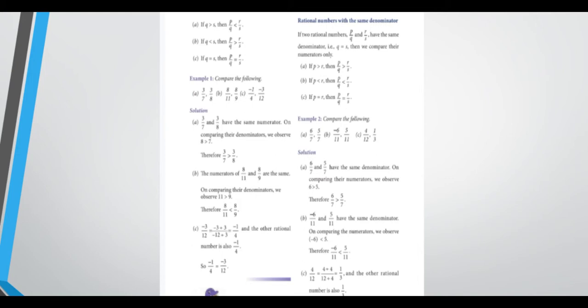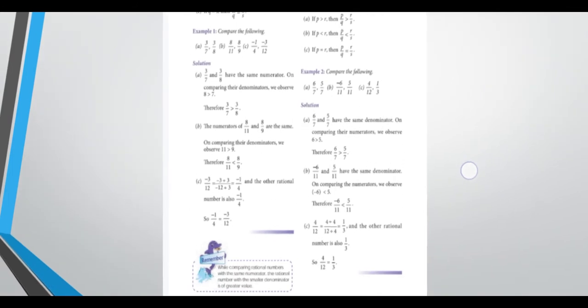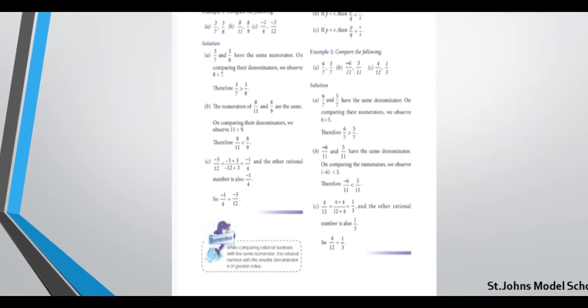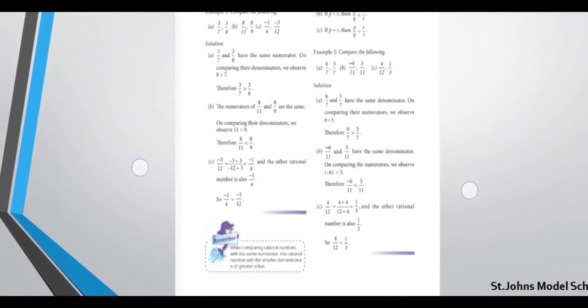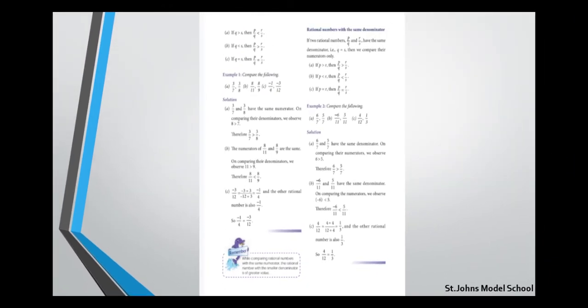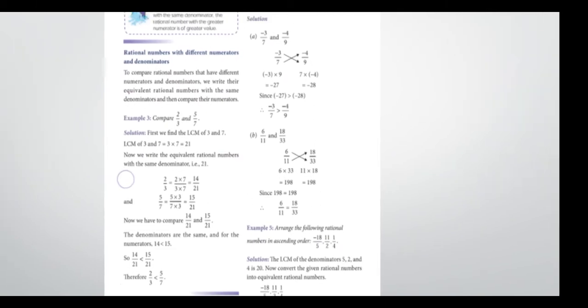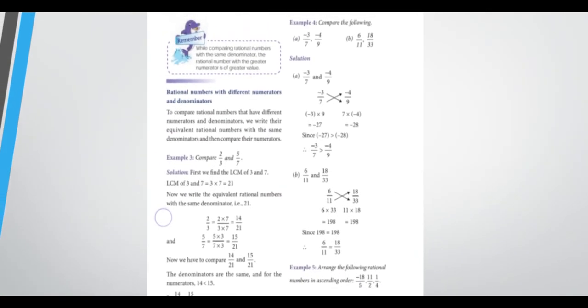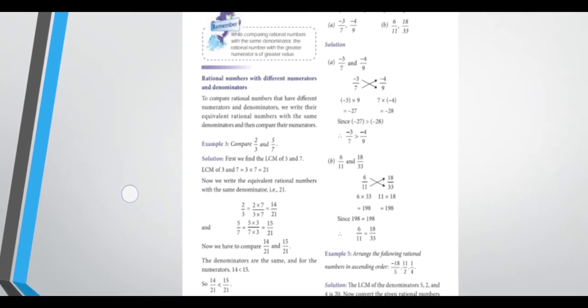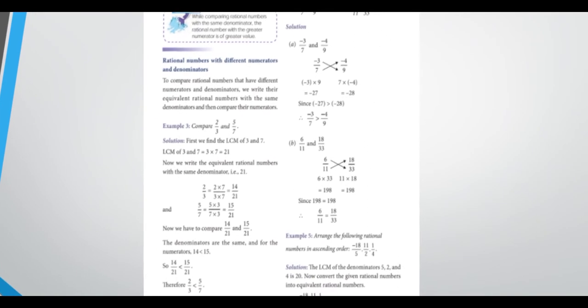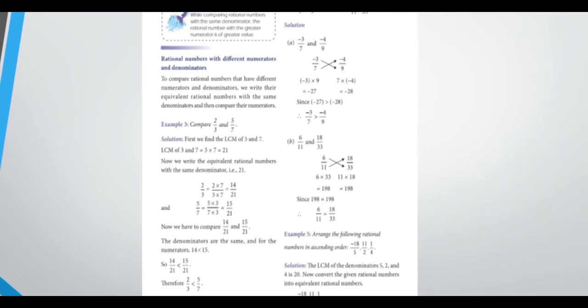Now the third case is when we have different numerators and different denominators. In that case, we can compare the rational numbers by two methods. First method, finding the LCM of denominators, and second method is cross multiplication. The first method has been shown by an example here.